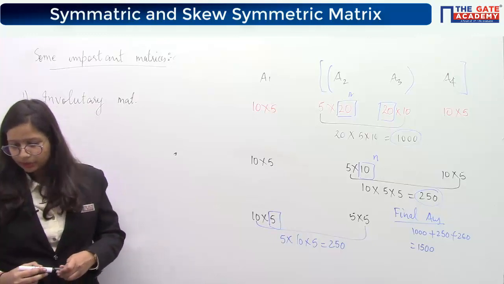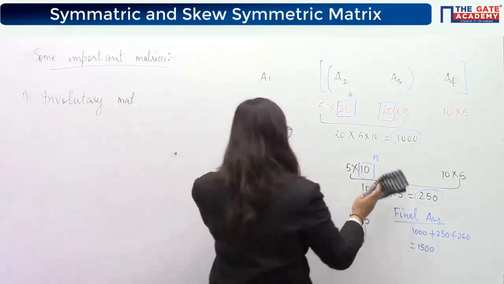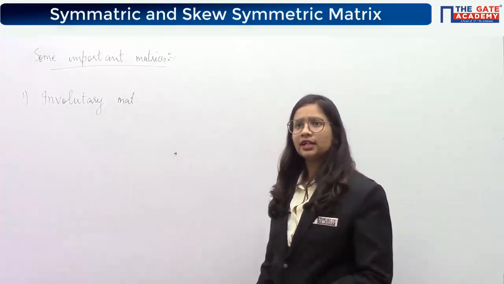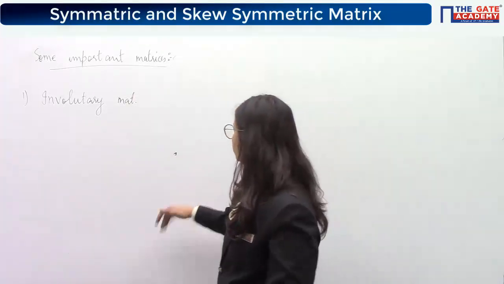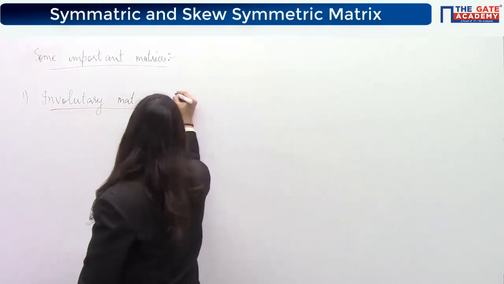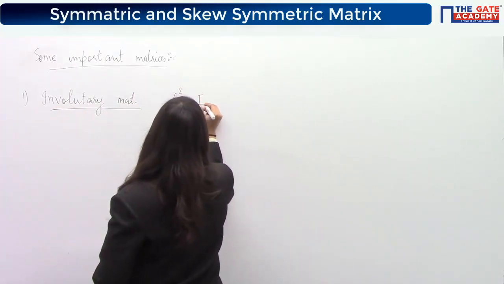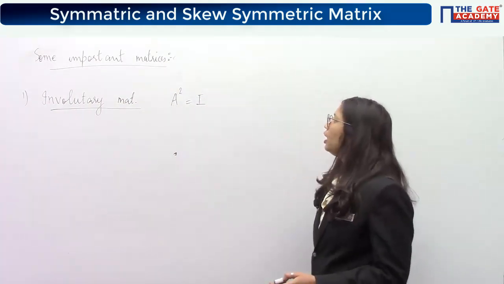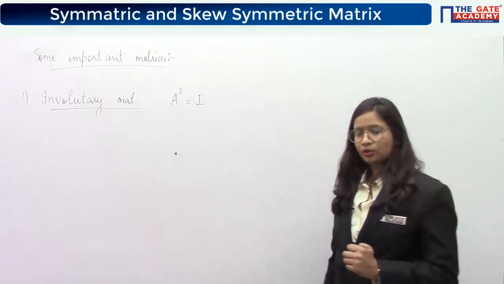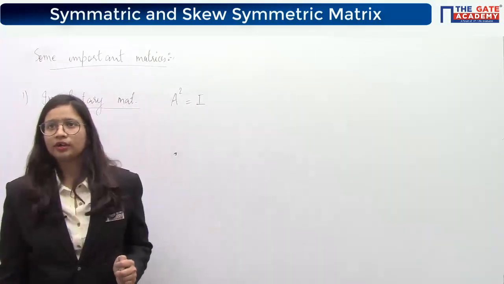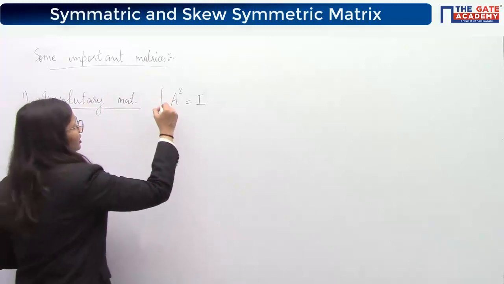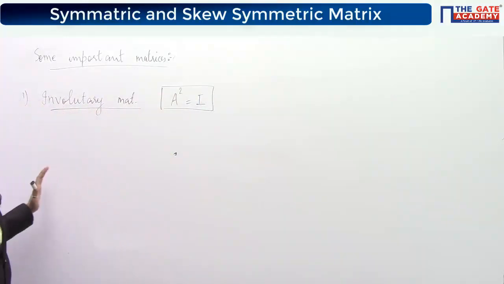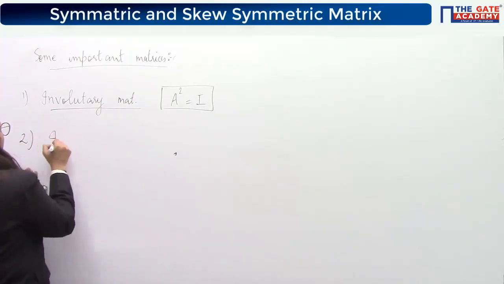Involutory matrix. Anybody knows what is an involutory matrix? Okay, so everybody is answering A square equal to I. Yes, very good. Involutory is a matrix for which the product with itself results into an identity matrix. That is known as your involutory matrix. Not much concept required here. If you multiply the matrix with itself and it results in identity matrix, then it is said to be involutory matrix.